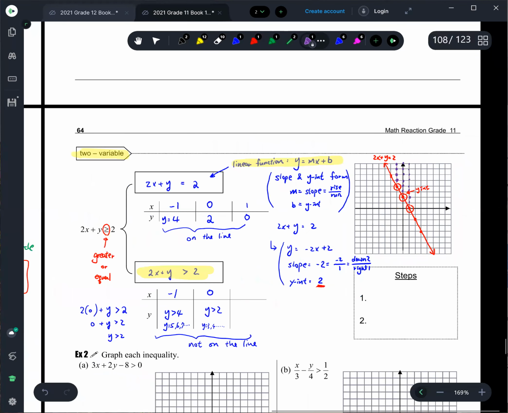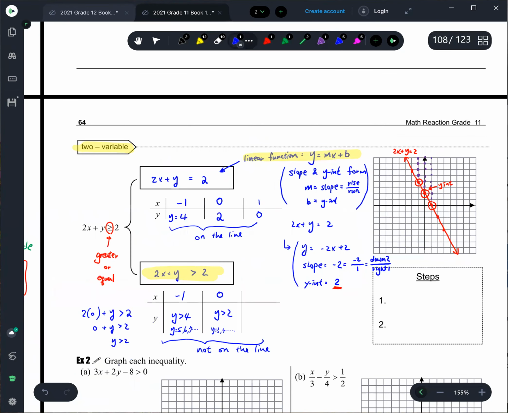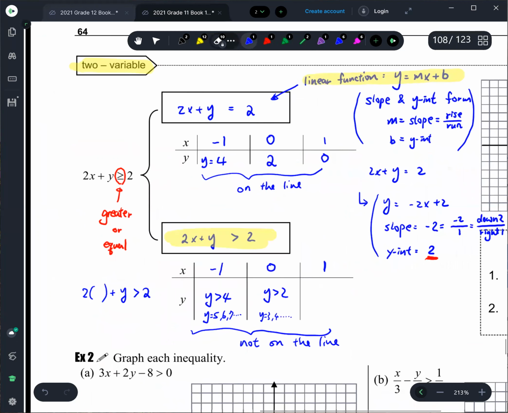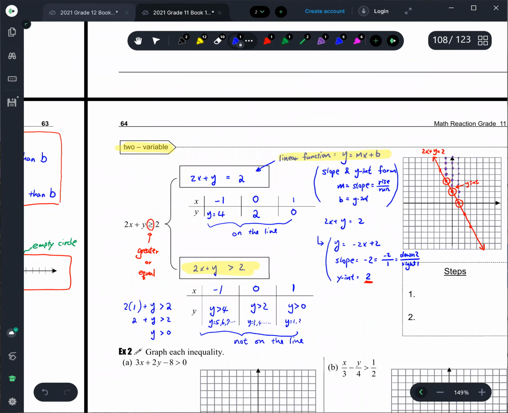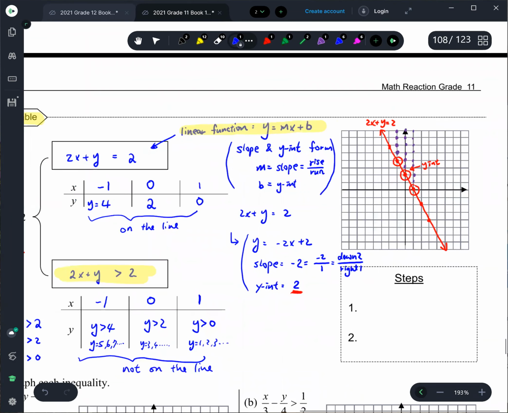Okay, if you're not sure, let's try one last time. Okay, we have x equal to 1. We're gonna plug it in. Okay, we plug in x equal to 1, so you get 2 plus y greater than 2. Move the 2 over, y greater than 0. So greater than 0, so y could be 1, 2, 3, and so on, right? Anything above 0. So you can see the graph.